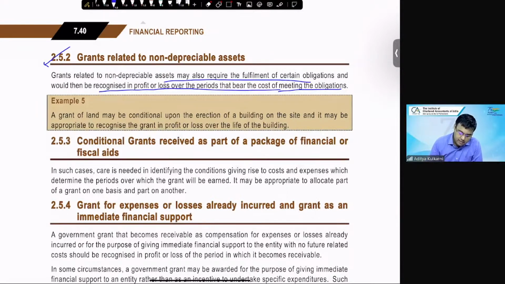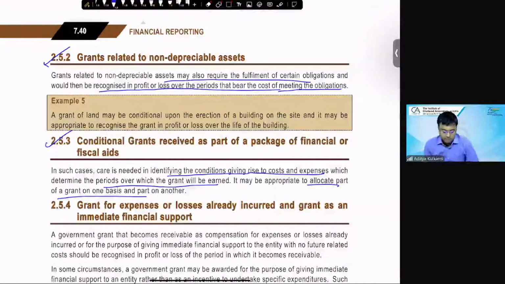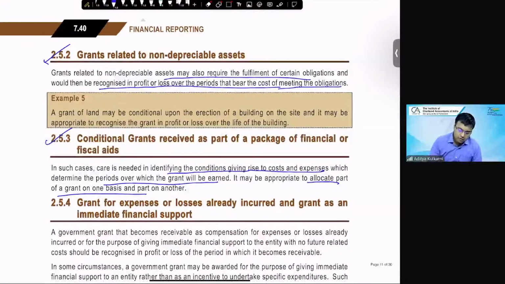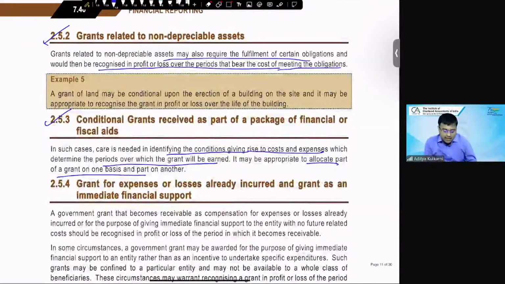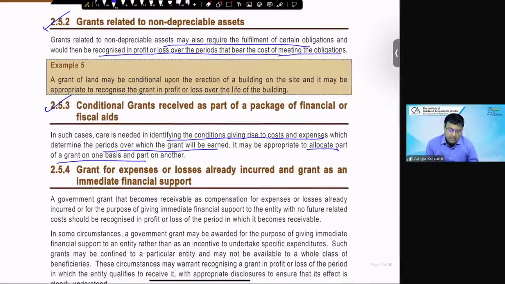Conditional grant received for financial or fiscal aids. Identify conditions giving rise to cost and expenses, and the period over which the grant will be earned. It is appropriate to allocate part of a grant on one basis and part on another. Okay, so that takes care of 2.5.3. Grant for expenses or losses already incurred or grant as an immediate financial support, I will recognize it in the P&L immediately. Okay.